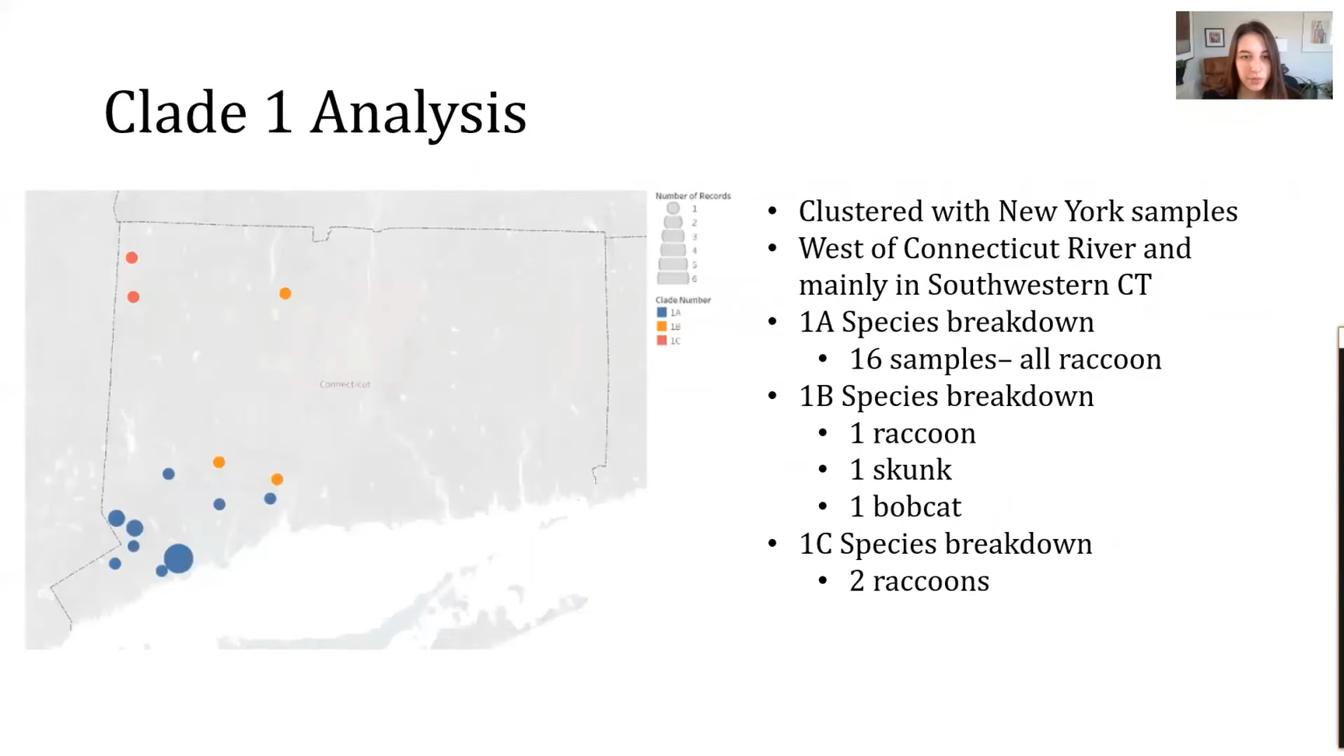This clustering and the positioning of the samples in southwestern Connecticut reveals that the most likely genetic origin to these samples is the state of New York. In subclade 1A, there are 16 raccoon sequences. In subclade 1B, there are 3 samples, a bobcat, a raccoon, and a skunk. In subclade 1C, there are 2 raccoon samples. All samples lie west of the Connecticut River, which most likely suggests that the river acts as a barrier to the spread of clade 1 rabies virus.